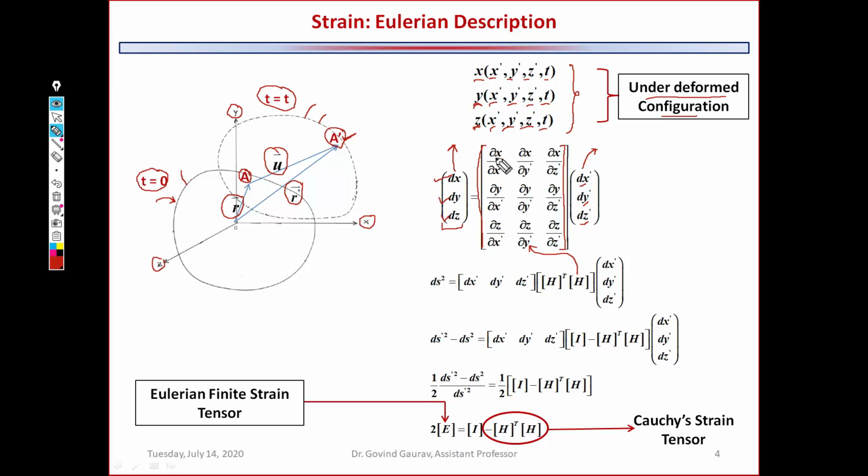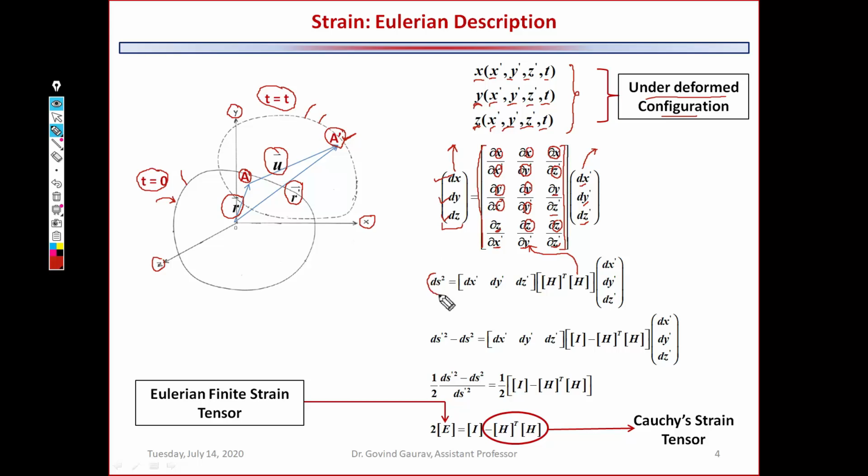So this matrix is again the partial derivatives of coordinate x with respect to x dash, the partial derivative of x with respect to y dash, or you can say y prime, the partial derivative of x with respect to z prime, the partial derivative of y with respect to x prime, the partial derivative of y with respect to y prime, the partial derivative of y with respect to z prime, the partial derivative of z with respect to x prime, the partial derivative of z with respect to y prime, and the partial derivative of z with respect to z prime. In all the formulations, we need to calculate the values of strain.